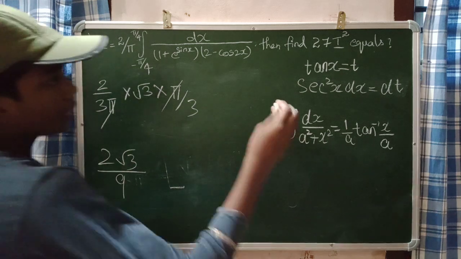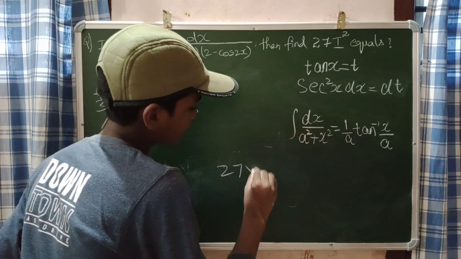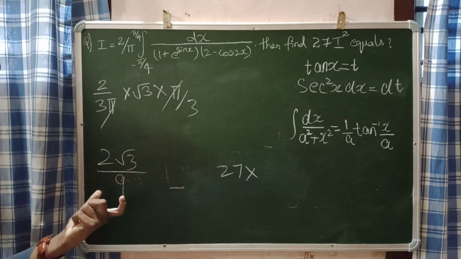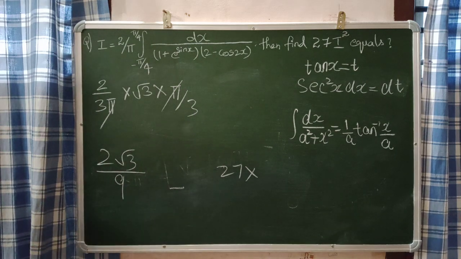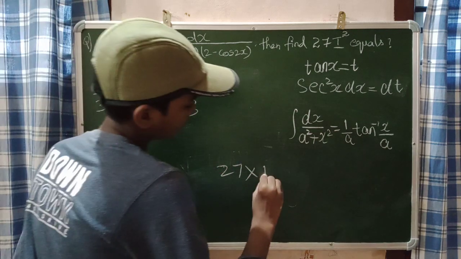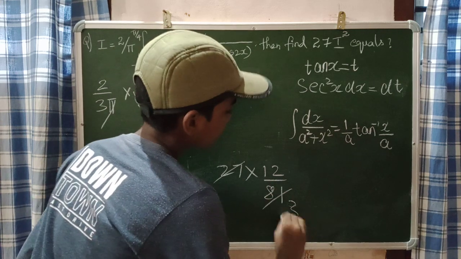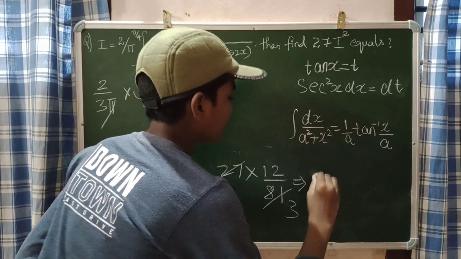If I is 2 root 3 by 9, they're asking for 27 I square. So 27 I square will be 27 into I square. If I is equal to this value, then I square will be 2 root 3 divided by 9 whole square. 2 root 3 divided by 9 whole square will be 4 into 3, that is 12. Then 9 square will be 81. So this one 3. So your answer will be 12 by 3, which is equal to 4.